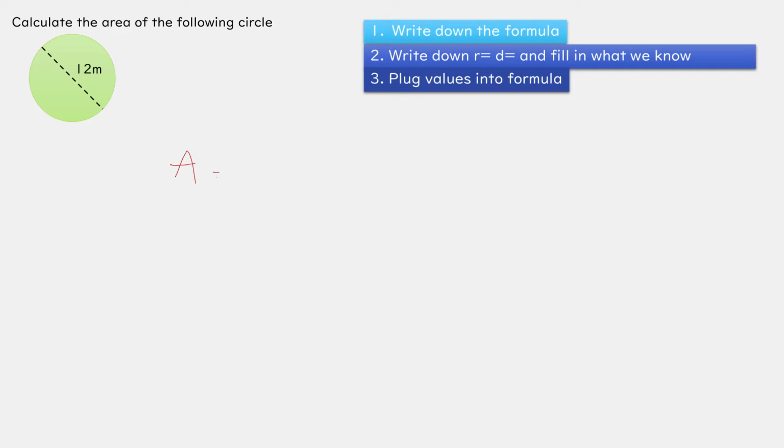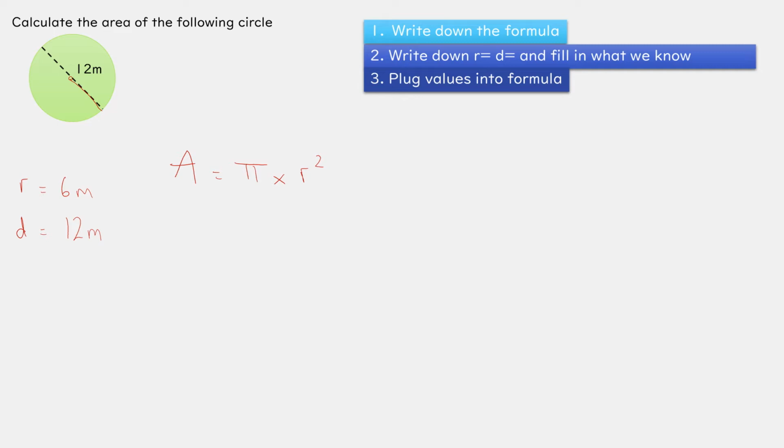Still area of a circle, so area equals pi times the radius squared. Good. Now I'm going to write down the R value, so the radius, and I'm going to write down the diameter. Well, what have I got in the question? It goes from one side to the other, so that's the diameter, so 12 meters is our diameter. How do I find the radius from that? Well, the radius is just from the centre to the edge, so it's going to be half of that. So the radius is 6 meters.